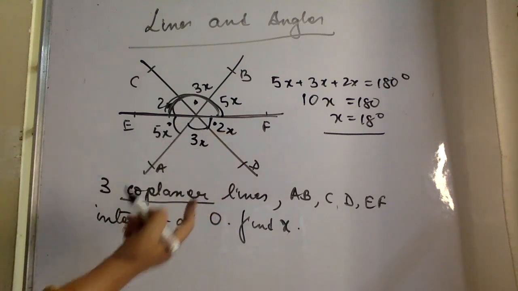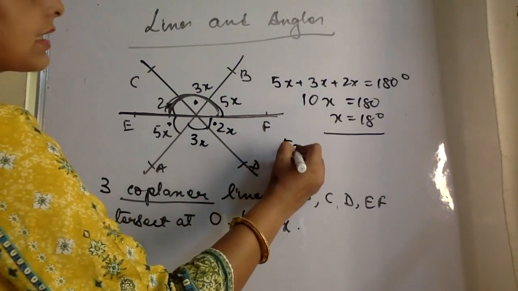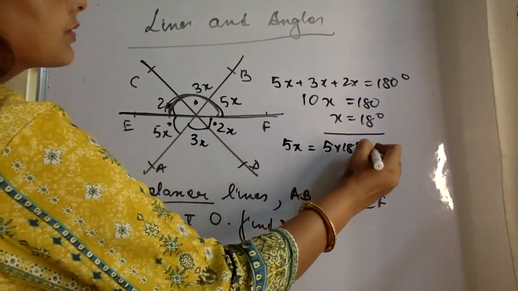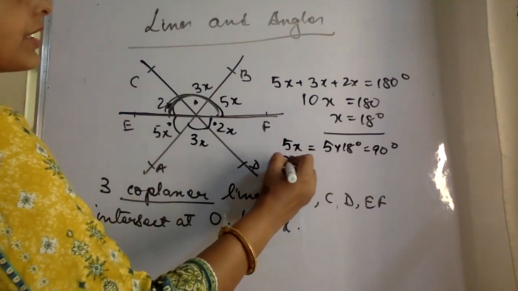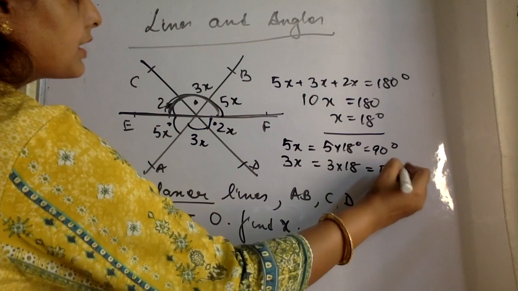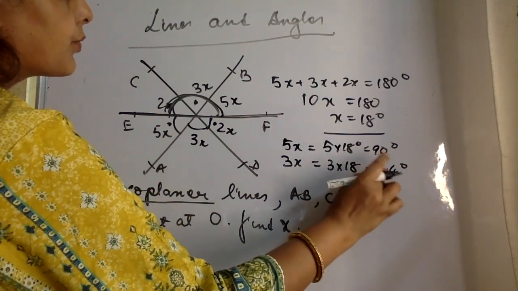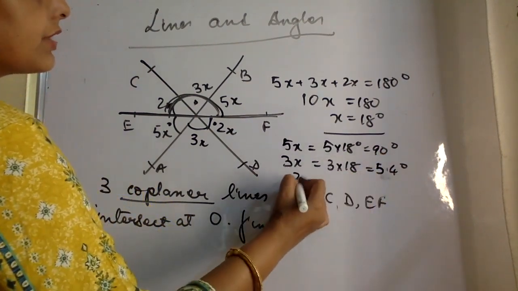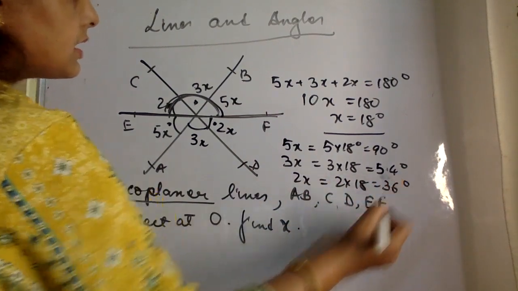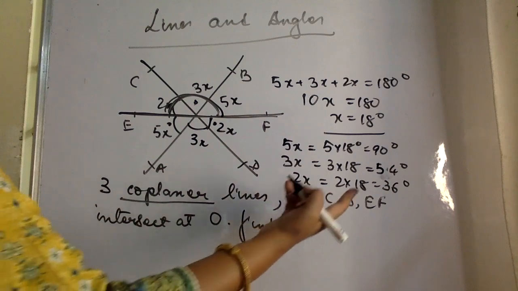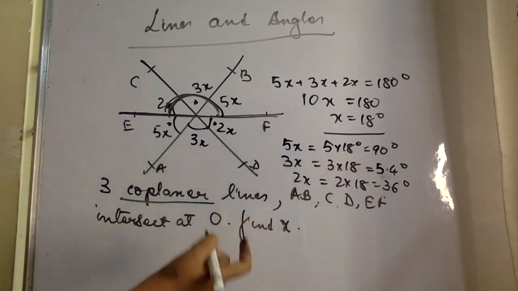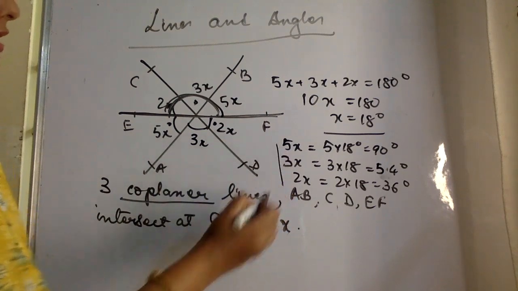We have got the value of x. So wherever we have a 5x angle, it is 5 into 18, which is equal to 90 degrees. Wherever we have a 3x, that is 3 into 18, which is 54 degrees. And wherever we have 2x, 2 into 18, which is 36 degrees. So clearly if I add these up, I can get 180. See to it that on adding them you are getting your 180.